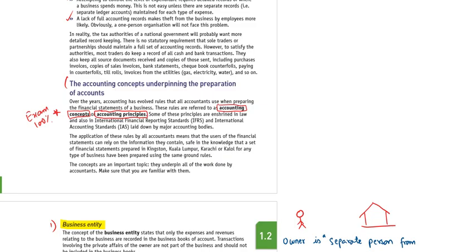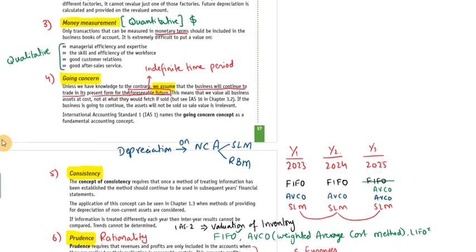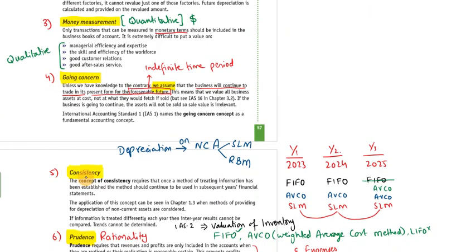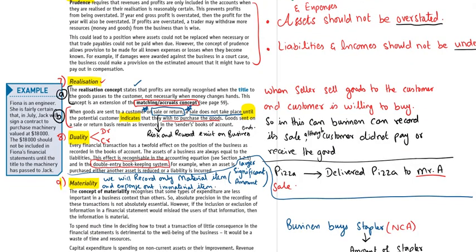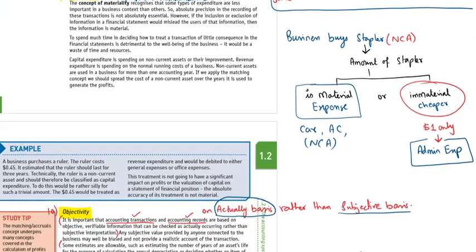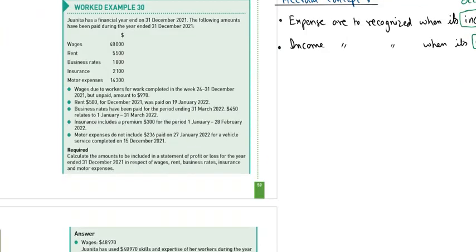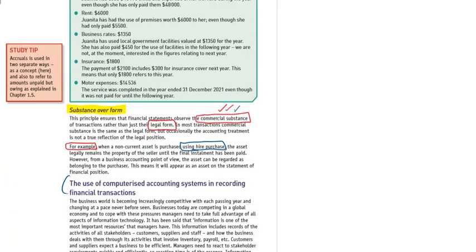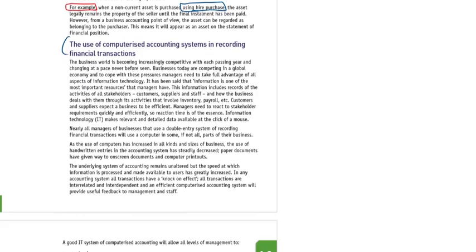As you know, in the last class we discussed some accounting principles and concepts like business entity concept, historic cost concept, money measurement, going concern, consistency, prudence concept, realization, duality, and materiality concept, and then objectivity, matching, accrual concept. Okay. And I gave you some questions to solve, and the last was substance over form.